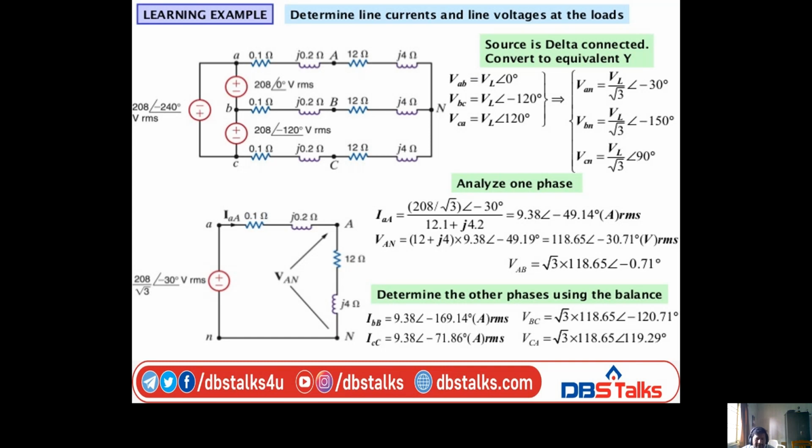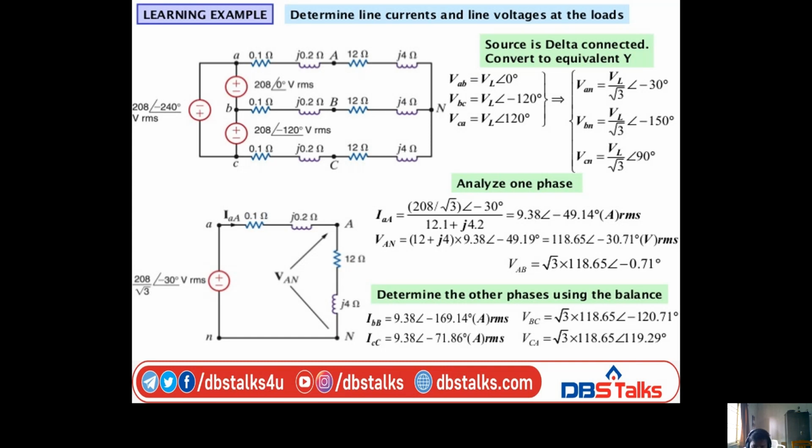So I am taking single phase. So this is the phase voltage 208 at an angle minus 240. Now 208 by root 3 at an angle minus 30 degrees. So I phase is the voltage 208 by root 3 at an angle minus 30 degrees divided by R plus J XL. We are getting 9.38 at an angle minus 49.14 amperes.